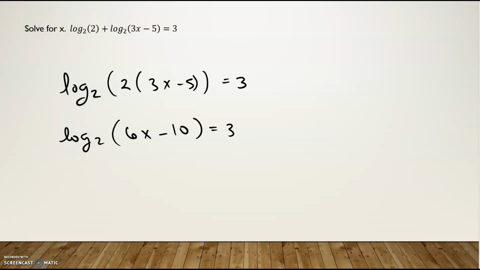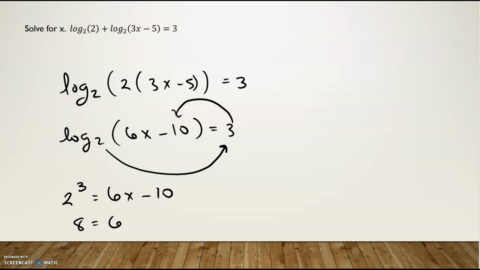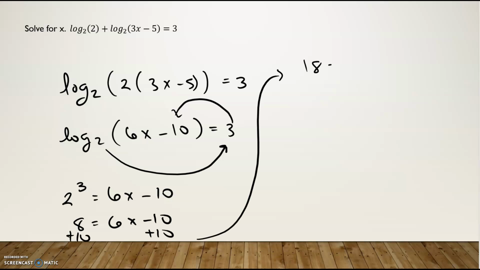And now what I'm going to do is 2 raised to 3 is equal to what's inside. So 2 raised to 3 is equal to 6x minus 10. Well, 2 raised to 3 is just 8. Okay, and then I'm going to add 10 to both sides. So we're going to have 18 is equal to 6x. Divide by 6. So x is equal to 3. And that will be my final answer.